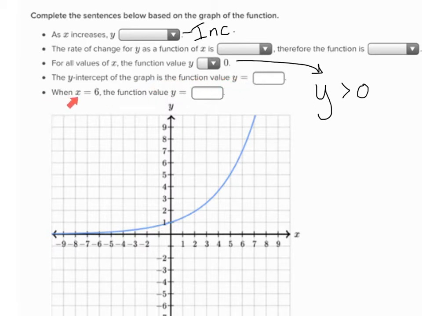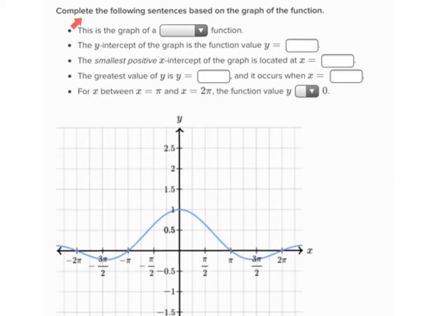Now look at this part. When x equals 6, the function value y equals what? So when x is 6, y is all the way up here at 7. Okay? So here it says complete the following sentences based on the graph of the function. This is the graph of A, and they want to know, is it linear or nonlinear?